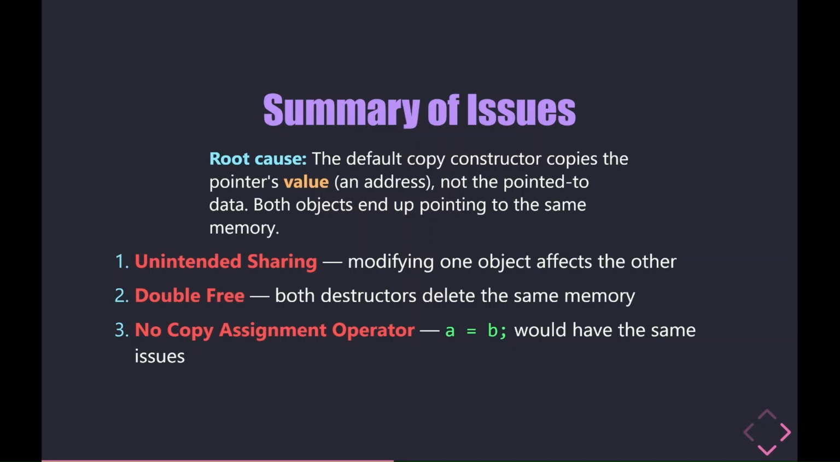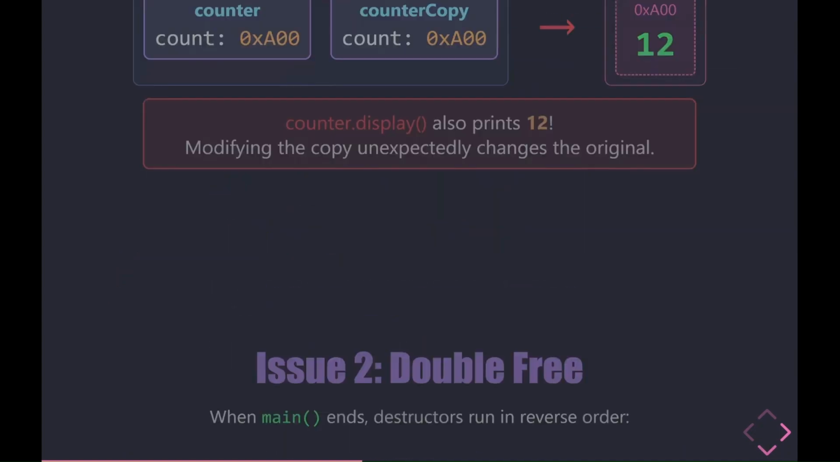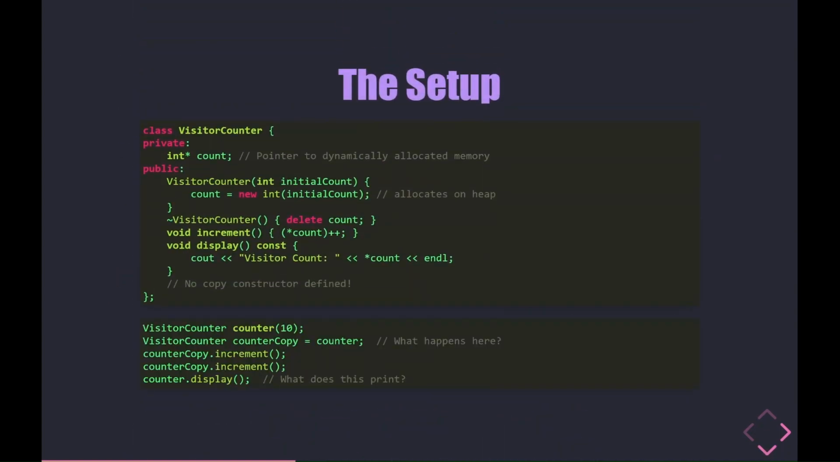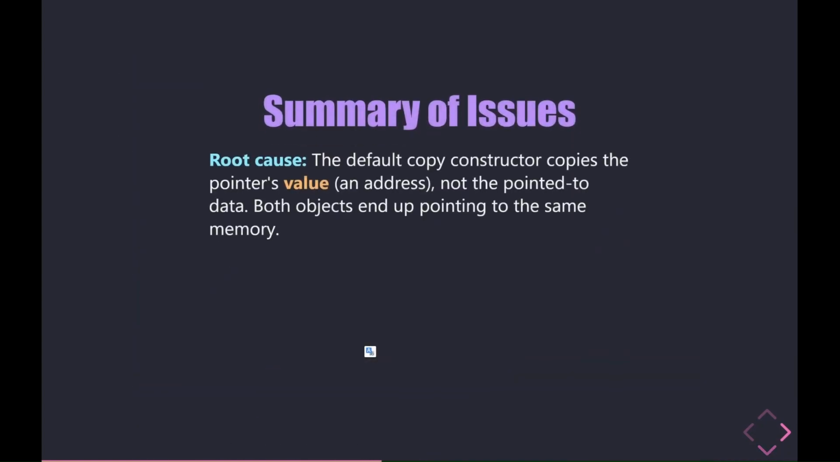And again, in this code, there is another bug which is not mentioned, which is no copy assignment operator. You need to know that the copy constructor and the copy assignment operator are not the same. For example, if you do A equal to B, you will call the assignment operator. But if you create this copy counter and do it like this, it actually calls the copy constructor instead of the copy assignment operator. But they are mostly the same, so we need to implement both.